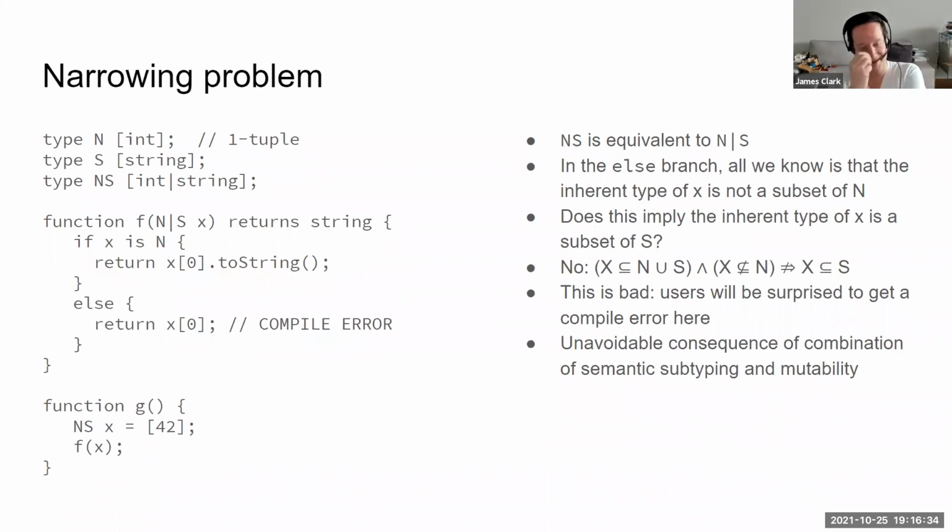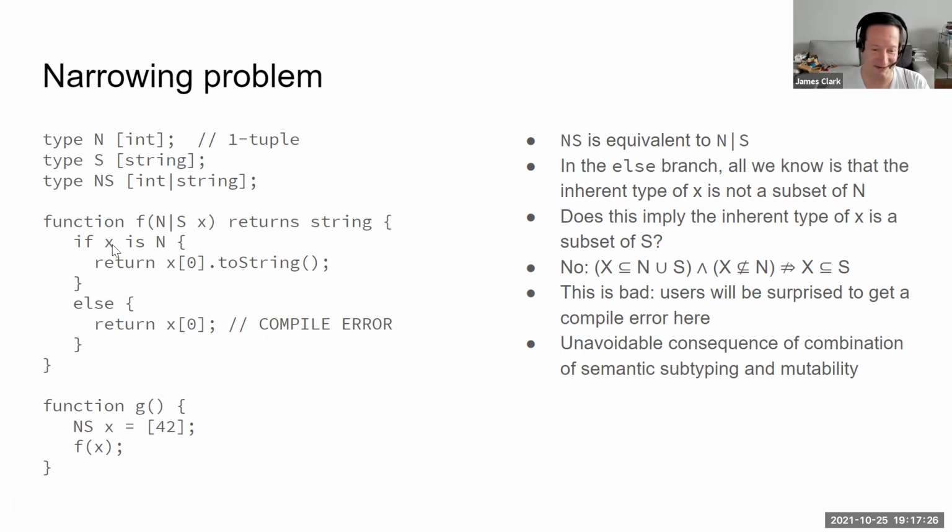Okay, so this is another problem that we have with inherent types that read-only alleviates. Let me walk you through this one. Suppose we have a type n, which is a one tuple that's an int, and a type s that's a one tuple that's a string, and another type ns that's a one tuple of either int or string. We have a function that takes an n or s, and we test whether it's n, and if it's an int, we can access the first element, which will give us an int, and then go to string.